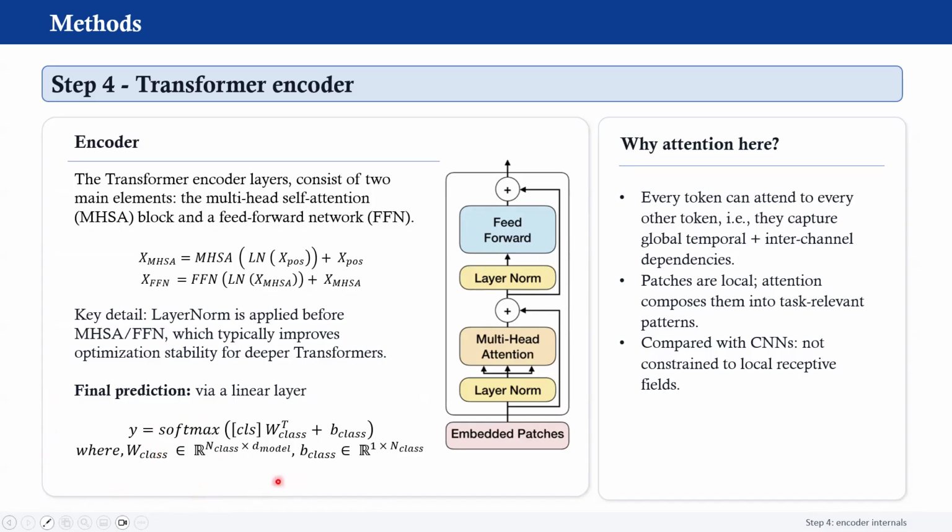Just take a softmax over it, so you get class probabilities. In the case of motor imagery, there are 5 classes, so you just get the class probabilities over that. And again, attention over here makes sense because every token can attend to every other token. Patches stay local while attention can essentially look for global task-relevant patterns. Compared to CNNs, this is not constrained to local receptive fields. So the premise is that attention should do a good job with EEG as well. And we know that it does do that.